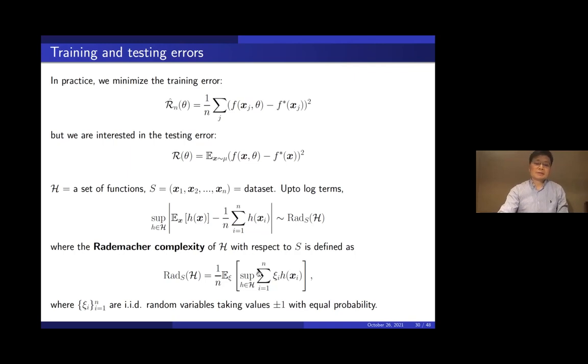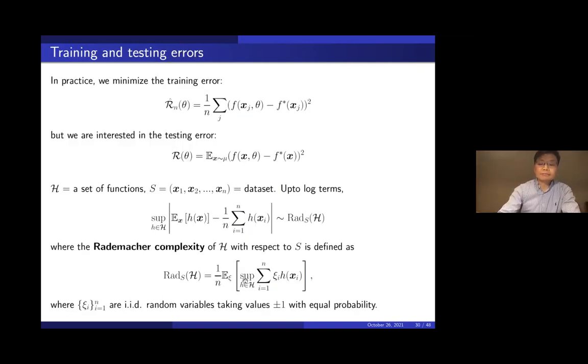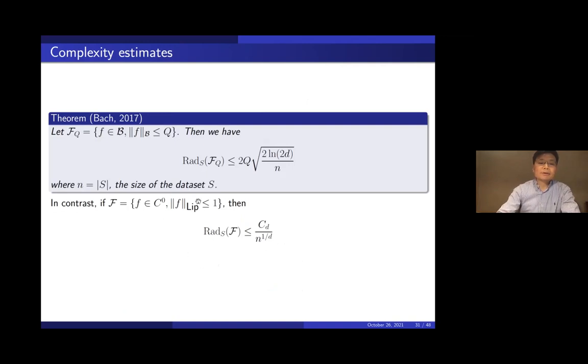But for continuous functions, it's like 1 over n. But I gave you the argument. If we consider a unit ball in the space of Lipschitz functions, for continuous functions, it's order 1. If we consider a unit ball in the space of Lipschitz functions, then one can show the Rademacher complexity is 1 over n to the 1 over d.